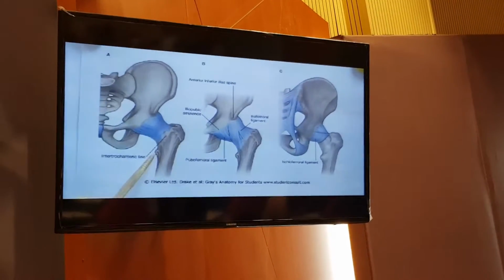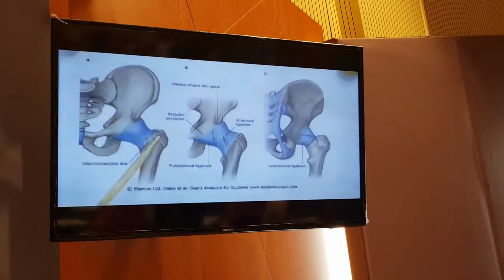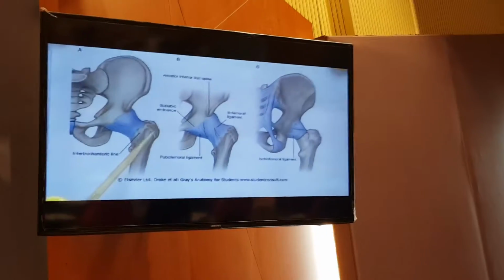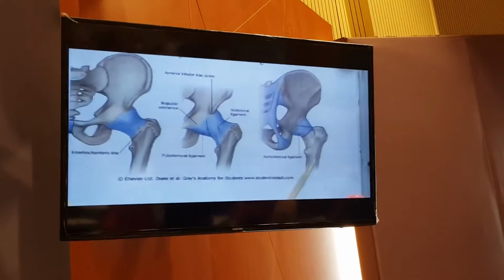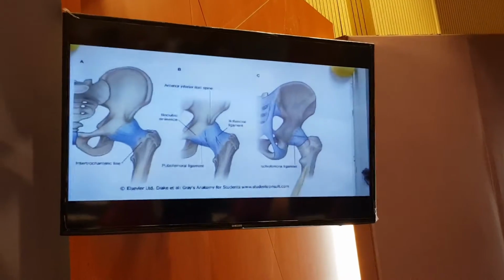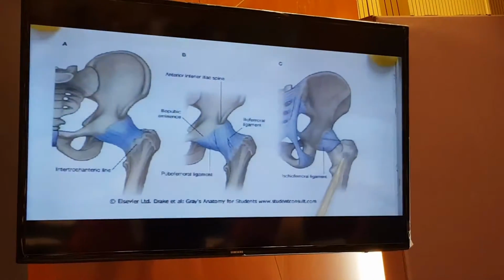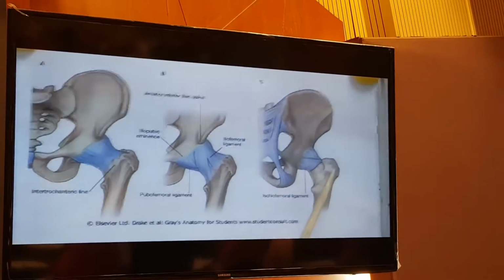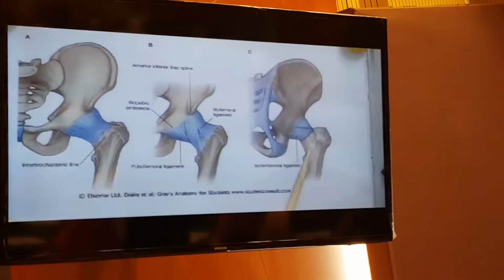Between the greater trochanter and lesser trochanter is the intertrochanteric line. And if you look from behind, this is greater trochanter and this is lesser trochanter. The crest between the two trochanters is called intertrochanteric crest.